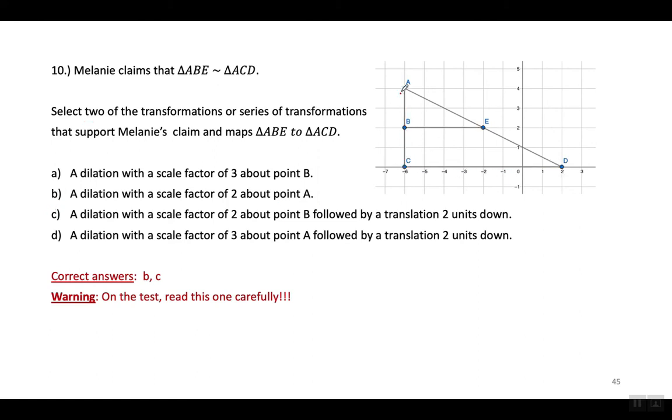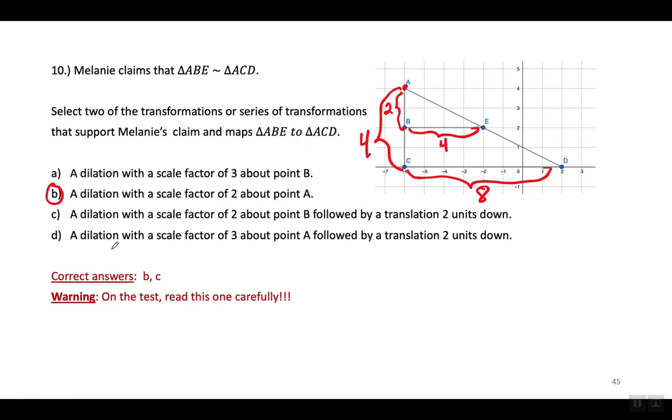So I'll say it again, if this is the center of dilation, and you dilate by a scale factor of 2, this side, which was 2, becomes this side, which is now 4. And this side, which is 4, becomes this side, which is now 8. So that explains letter B.